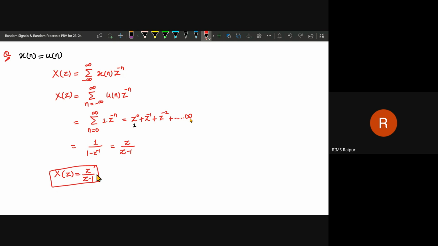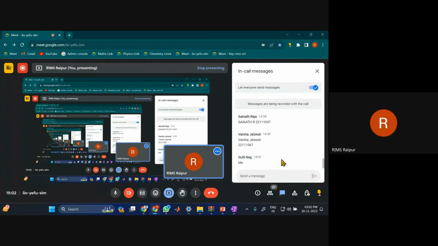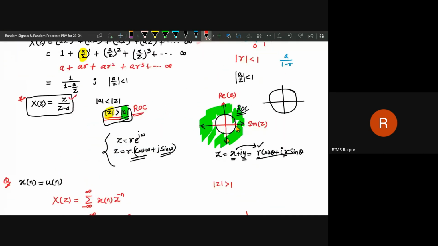Okay. Now, tell me the ROC. Anyone can tell me the ROC of this function? Look, I'm unable to see the chat. Yes, just repeat again. Mod Z greater than 1. Sir, outside the circle. Correct. So it will be outside the circle, and the circle is of radius 1 unit. Whereas in the previous question, the radius of the circle was R. Okay.